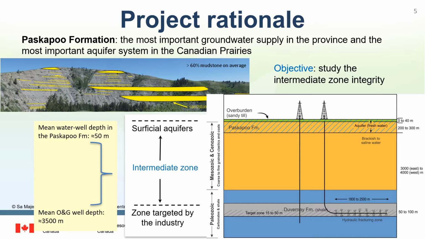Aquifers at the surface here in the Paleogene Paskapoo Formation, and the unit targeted by the industry here, the Devonian Duvernay Formation, are separated by what is called the intermediate zone. One of the objectives of this project is to study the intermediate zone integrity.